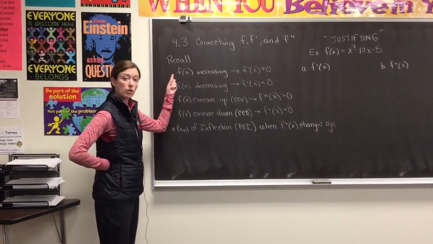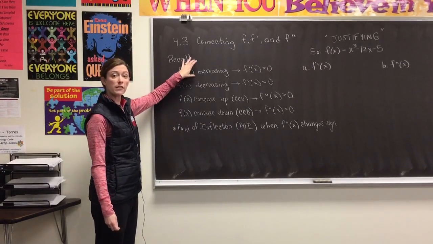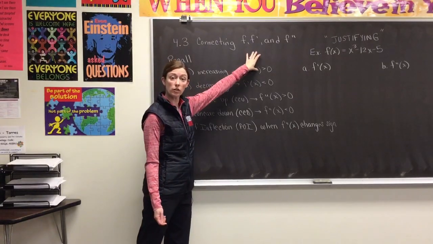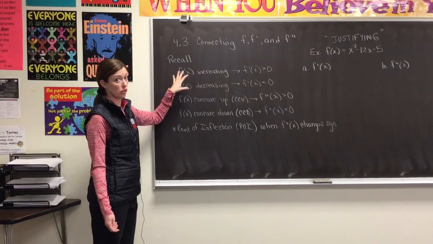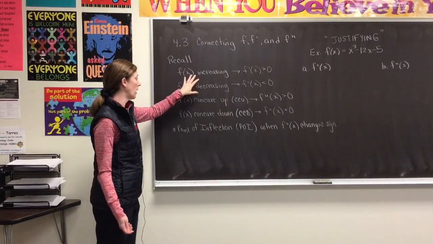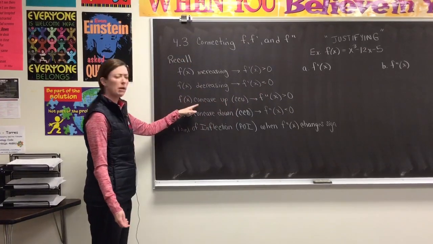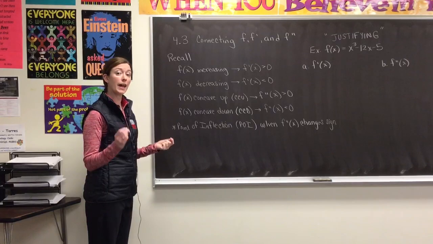So the first thing I want you to do is just recall what we already know. We know that if f is increasing, the slope is positive, which means the first derivative is positive. If f is decreasing, this is the original, remember that, my derivative is negative.